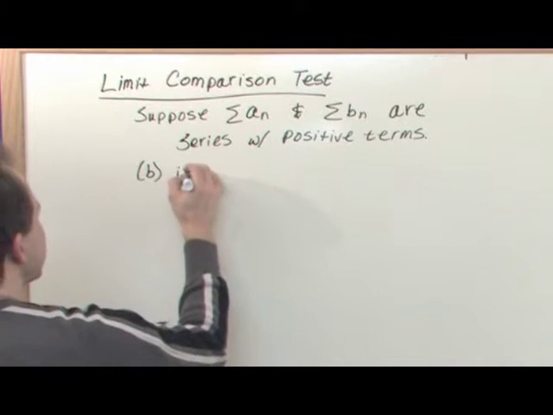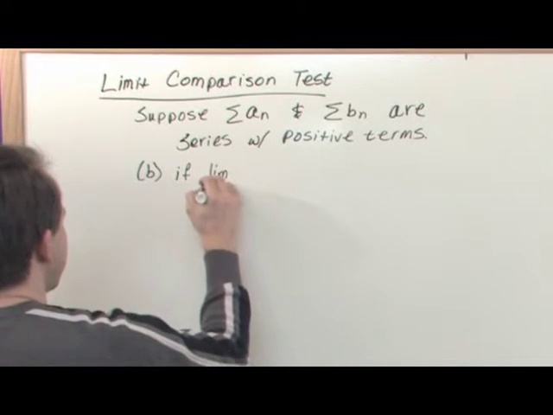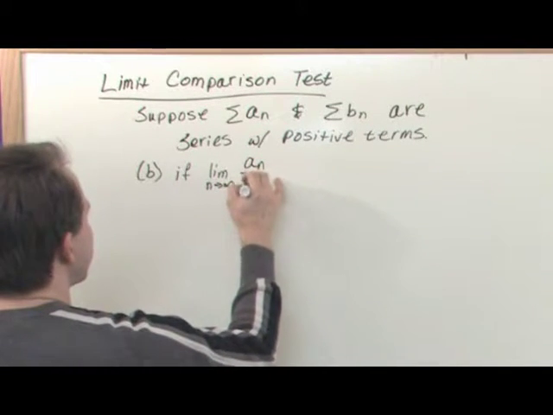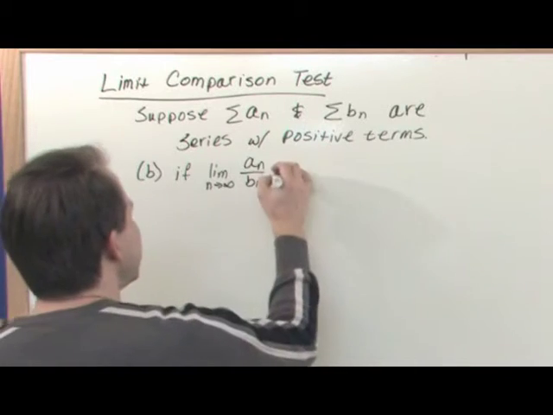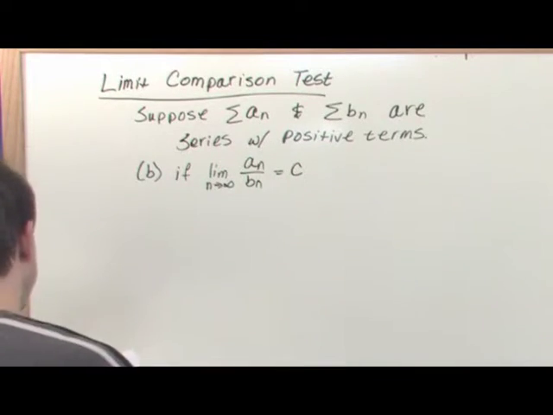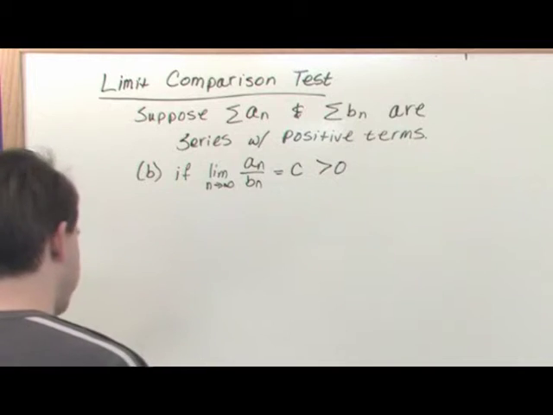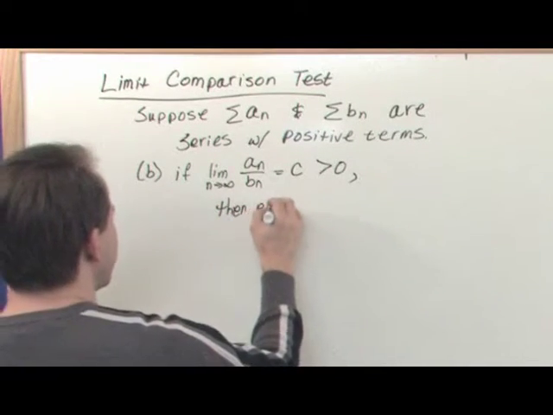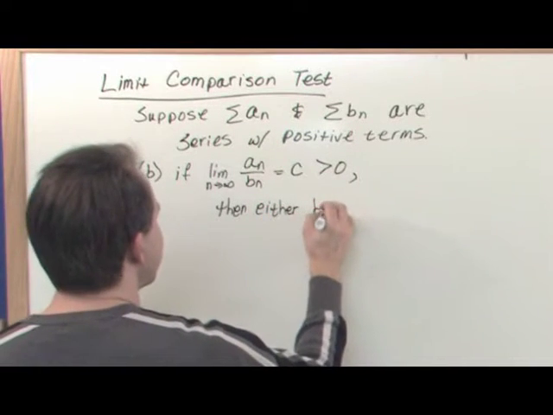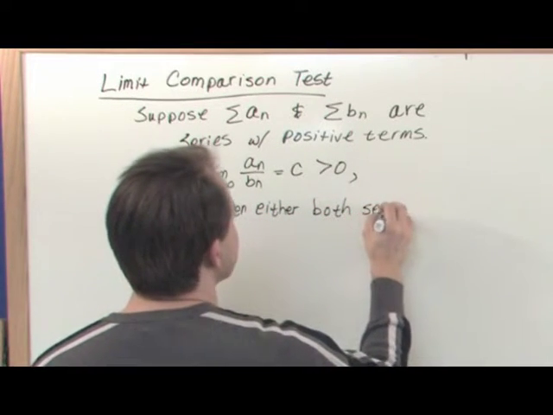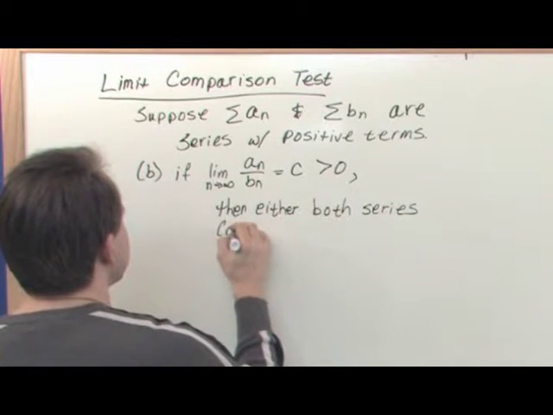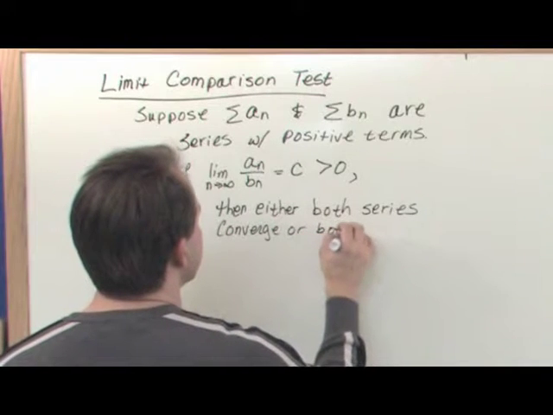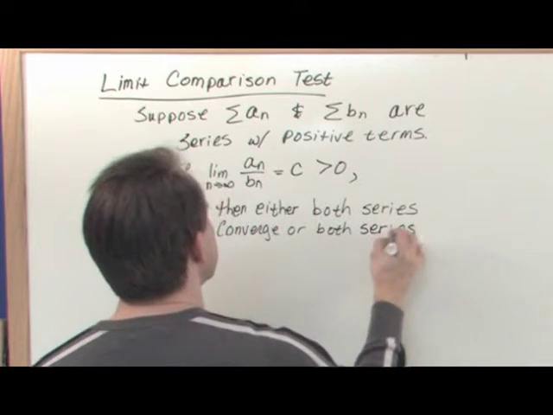If the limit as n goes to infinity of the terms a sub n over b sub n is equal to some number, it actually converges to some number greater than 0, then either both series converge or both series diverge.